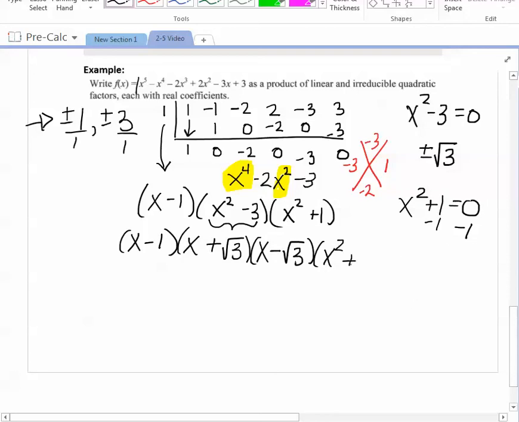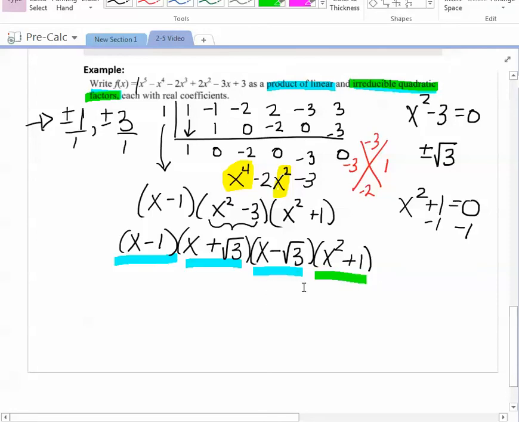But remember, the question said to write it as a product of linear and irreducible quadratic factors. These are all linear. This is an irreducible quadratic factor right there, because it's going to give you non-real results. All right, I think that's it.